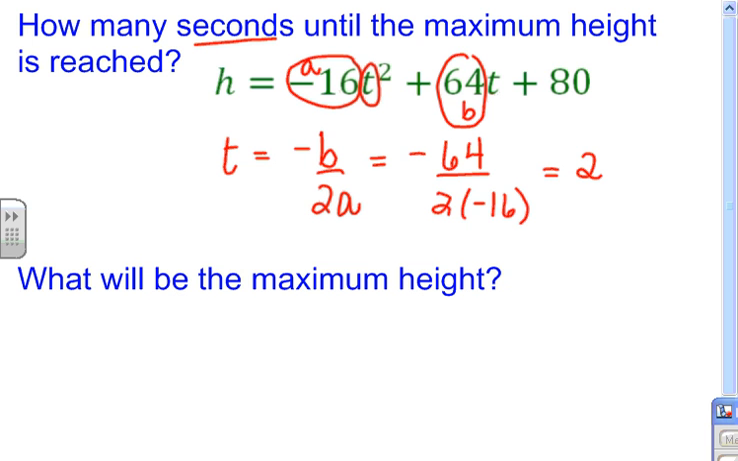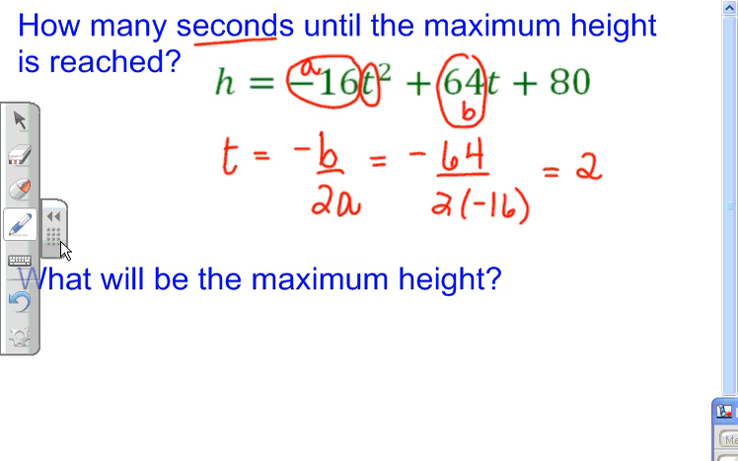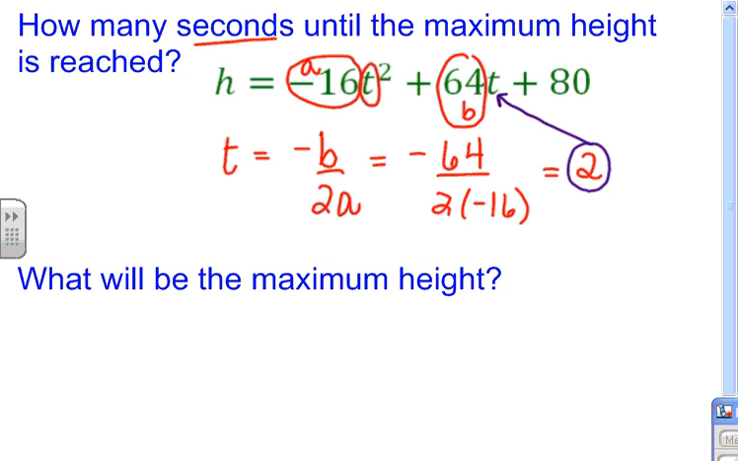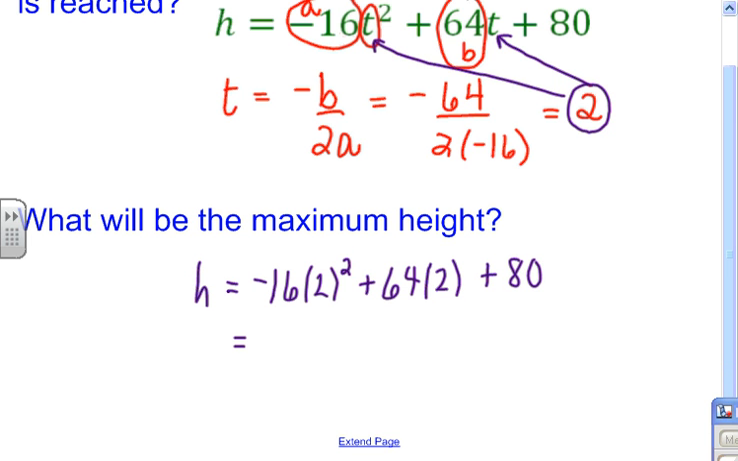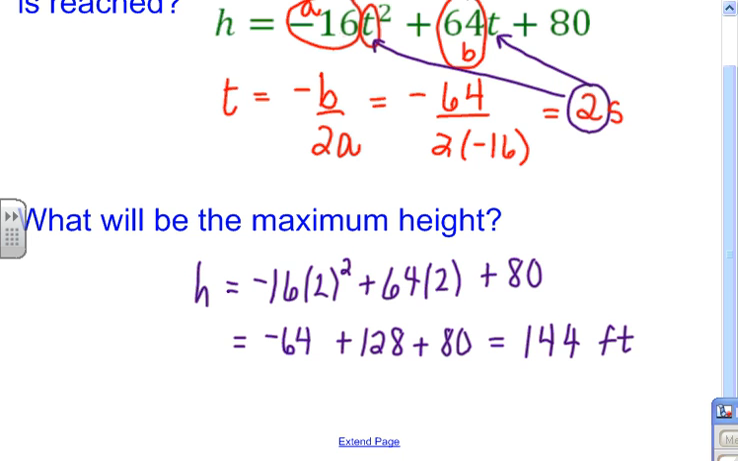The next question asks, what is that maximum height? Well, that's going to be found by simply putting the value that we just got for the time into the equation. So our height will be negative 16 times 2 squared plus 64 times 2 plus 80. That's going to be equal to negative 16 times 2 squared is negative 16 times 4, which is negative 64. This is 128. And here we have 80. When you add those together, you end up getting 144 feet. So at 2 seconds, let's put some units on here, the rocket will be at its maximum height of 144 feet.